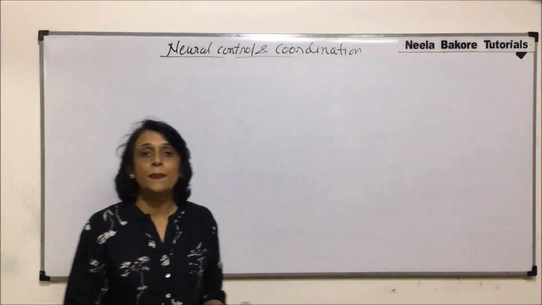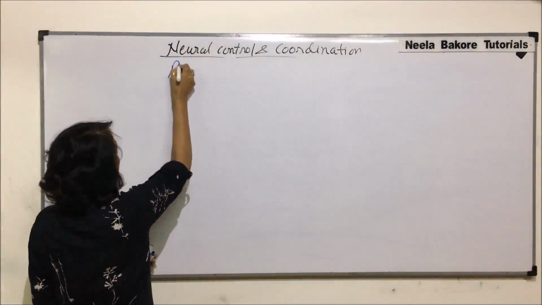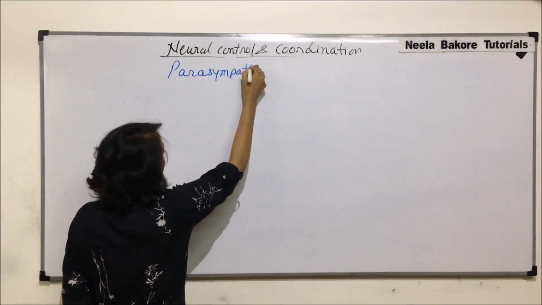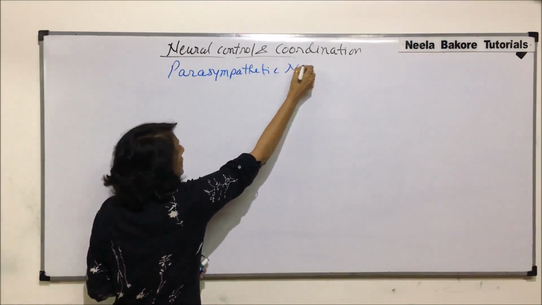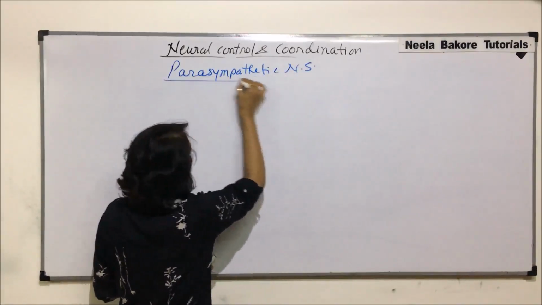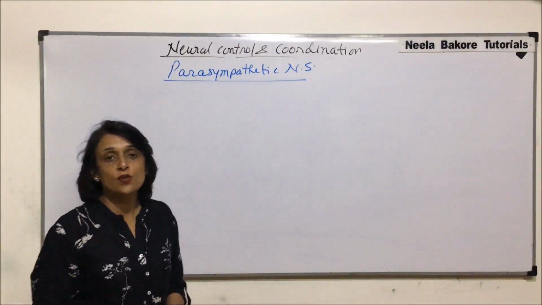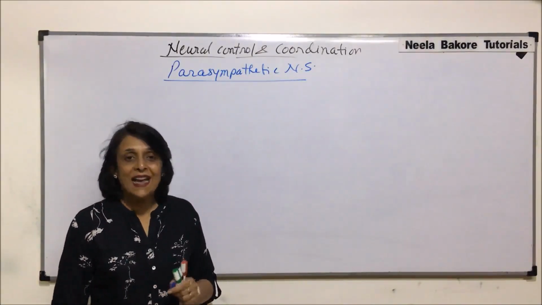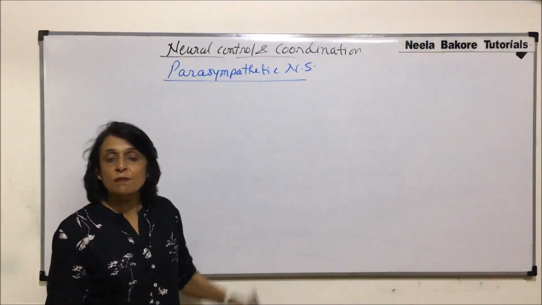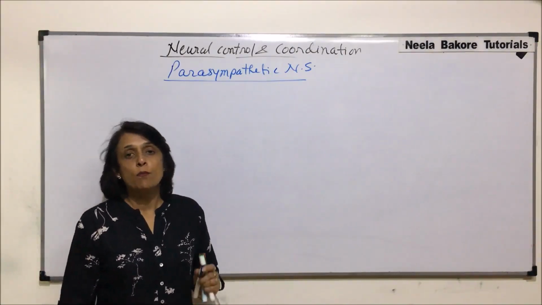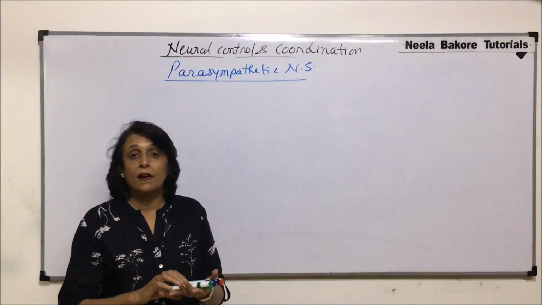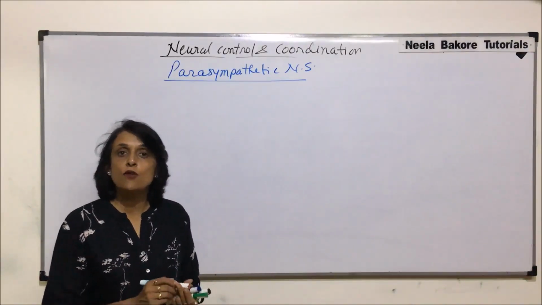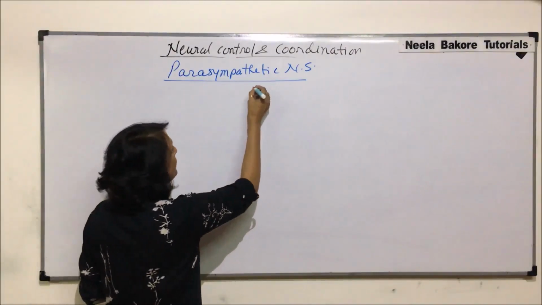We will now take up the parasympathetic nervous system. The parasympathetic nervous system also comprises three things: preganglionic nerve fibers, ganglia, that is parasympathetic ganglia, and postganglionic nerve fibers. But again, to have a reference, we'll draw the spinal cord.